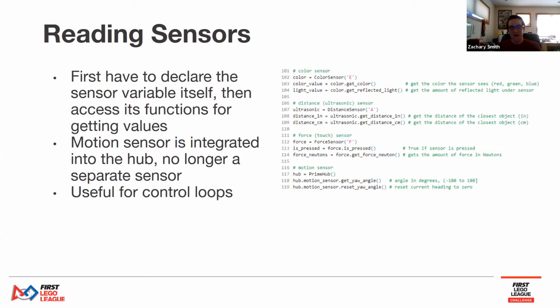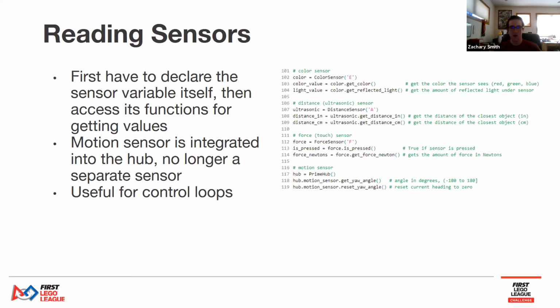But anyways, for the color sensor, you can do color.getColor, which will return a string containing red, green, blue, or a couple of the other different colors that it can see. The full list is available in the knowledge base. And then you can use the color value to determine different things.